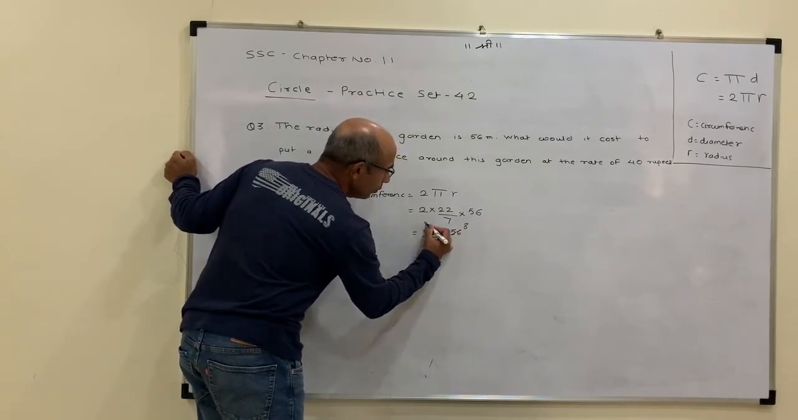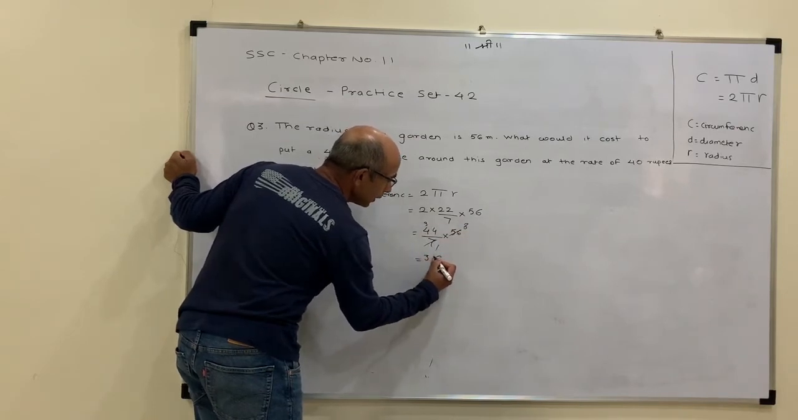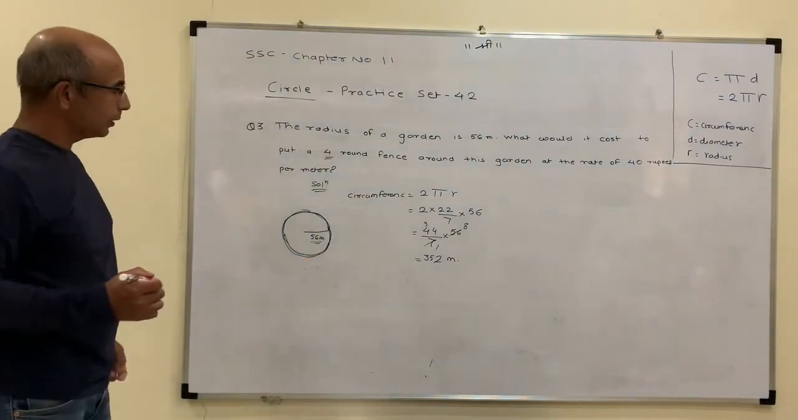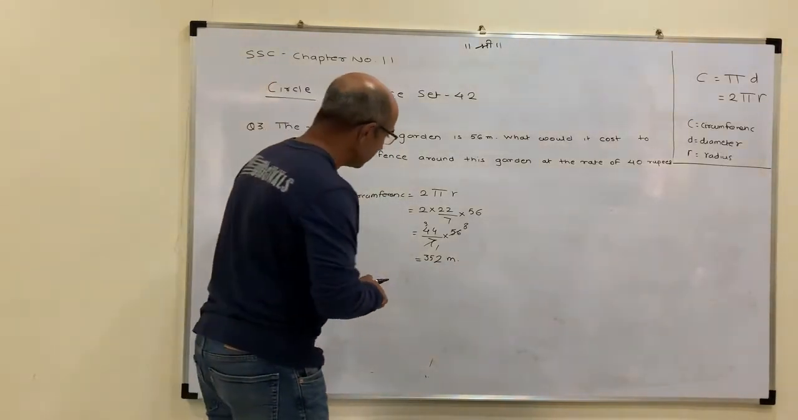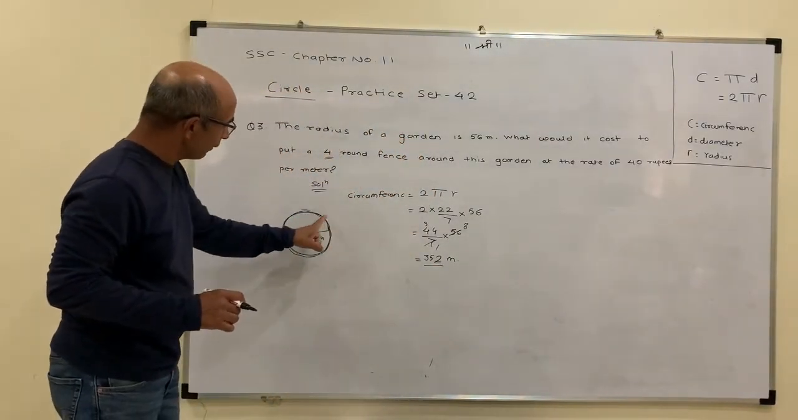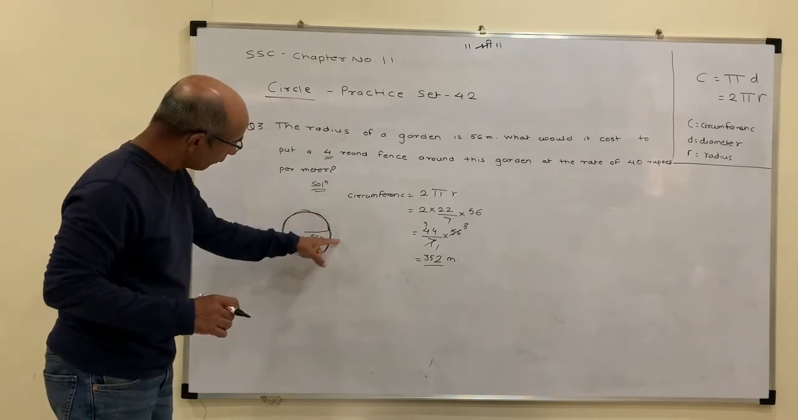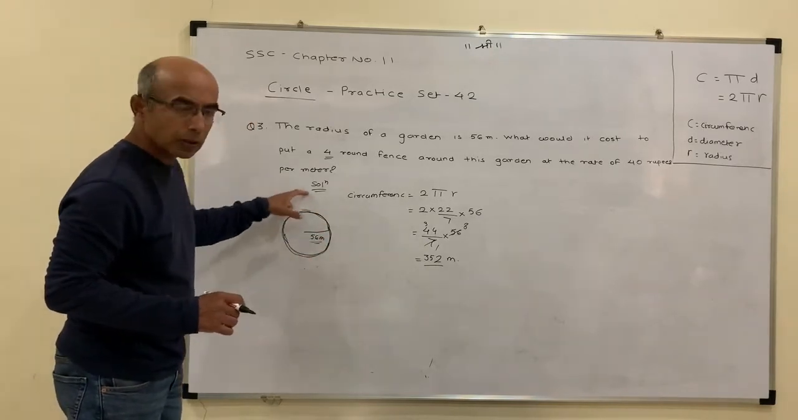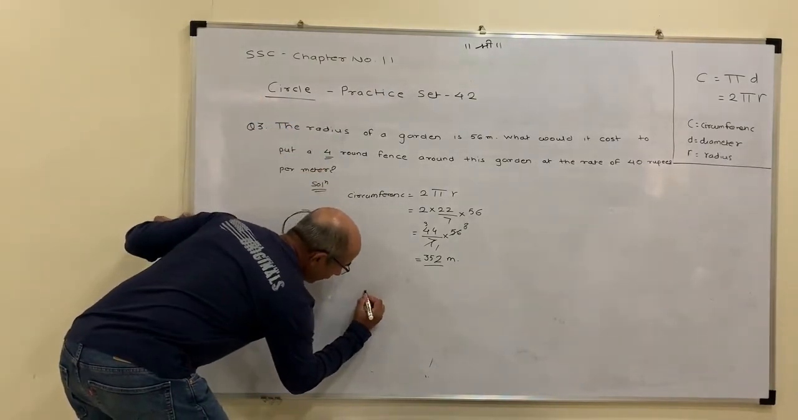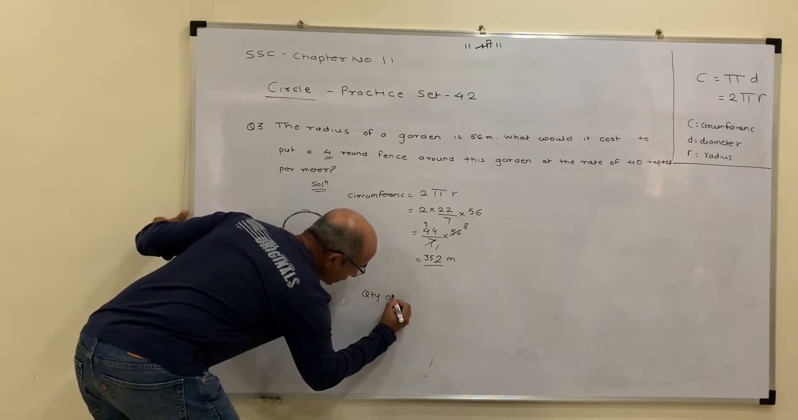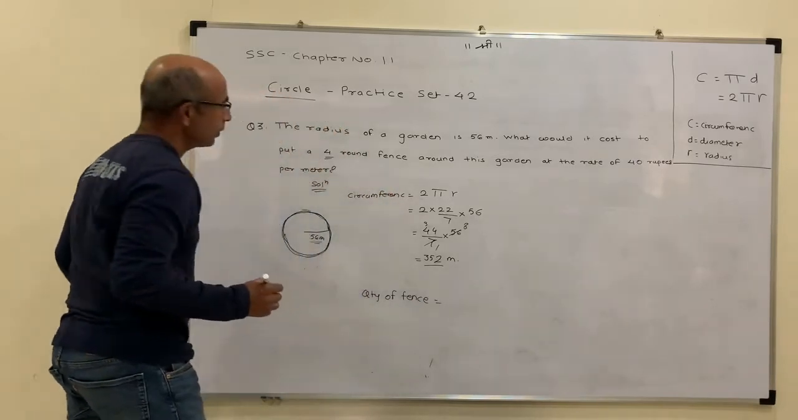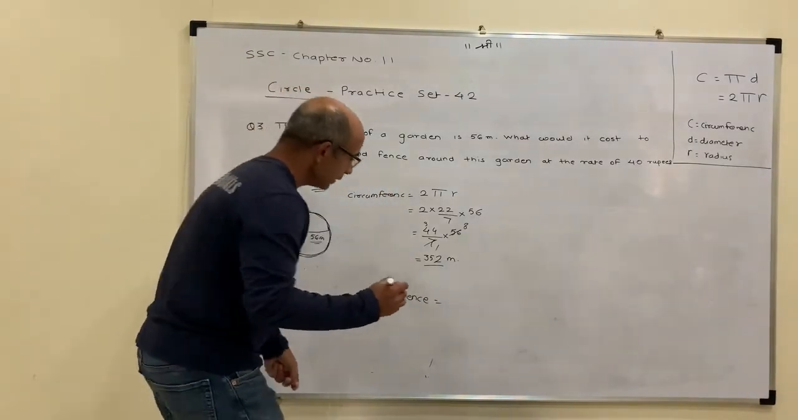8 fours are 32, plus 3, 35. So my circumference, the circumference of the garden, is 352. Now 352 is the outer fence of the garden. But how many times do they need to do it? So the quantity of fence equals 4 times the circumference.